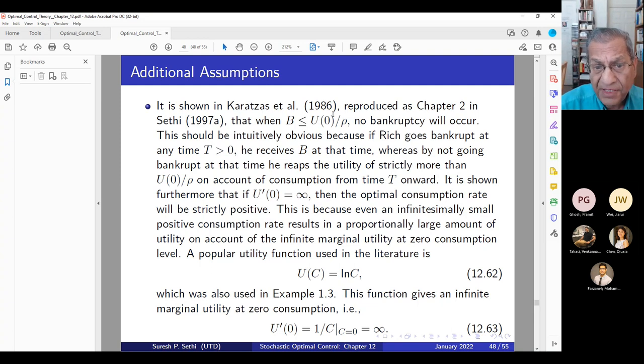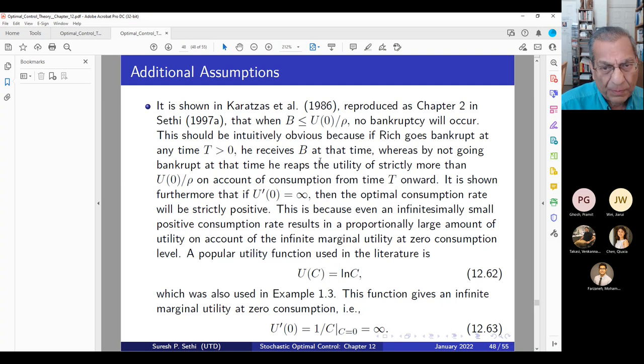But many times the U0 itself is minus infinity, like in log C. If you look at log C, U0 is minus infinity. And if U0 is minus infinity, there's no value B can be less than minus infinity. So that situation cannot even be maintained for some utility functions.